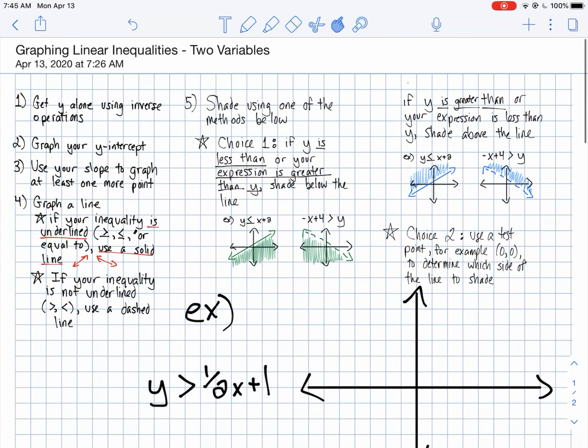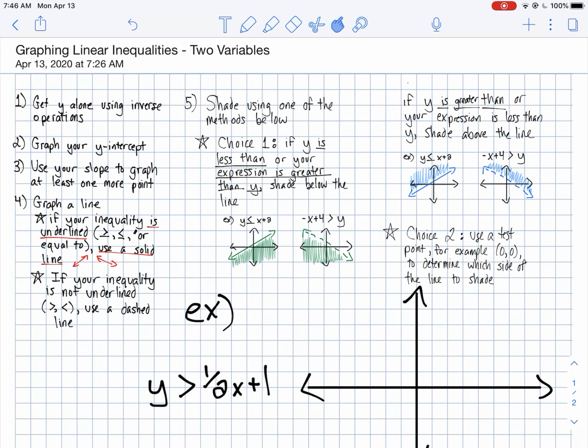Today we're going to be going through how to graph inequalities that involve two variables, linear inequalities. You'll notice here I already have the steps written down, so we're going to work through the steps as we do these problems. These can be very difficult if you don't follow the steps, so just take your time with it. It's going to take a little time to get used to, but once you get the hang of it, I think you'll find it's not as bad as it seems.